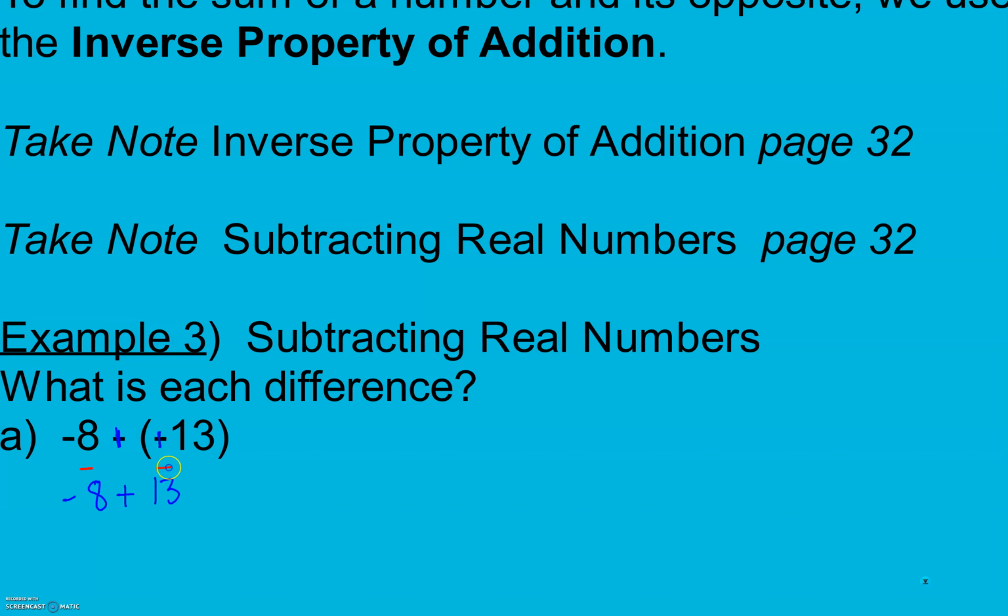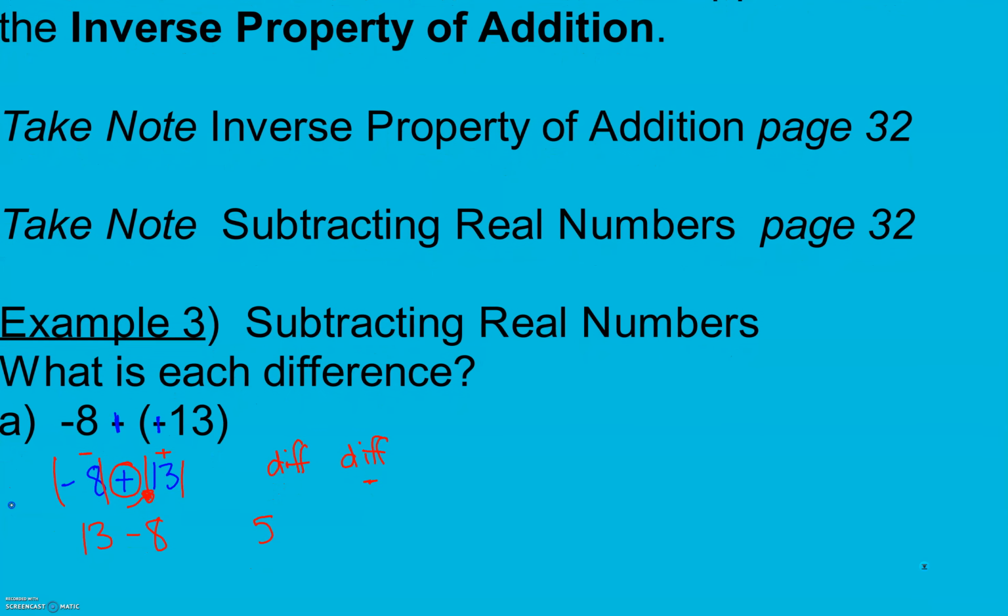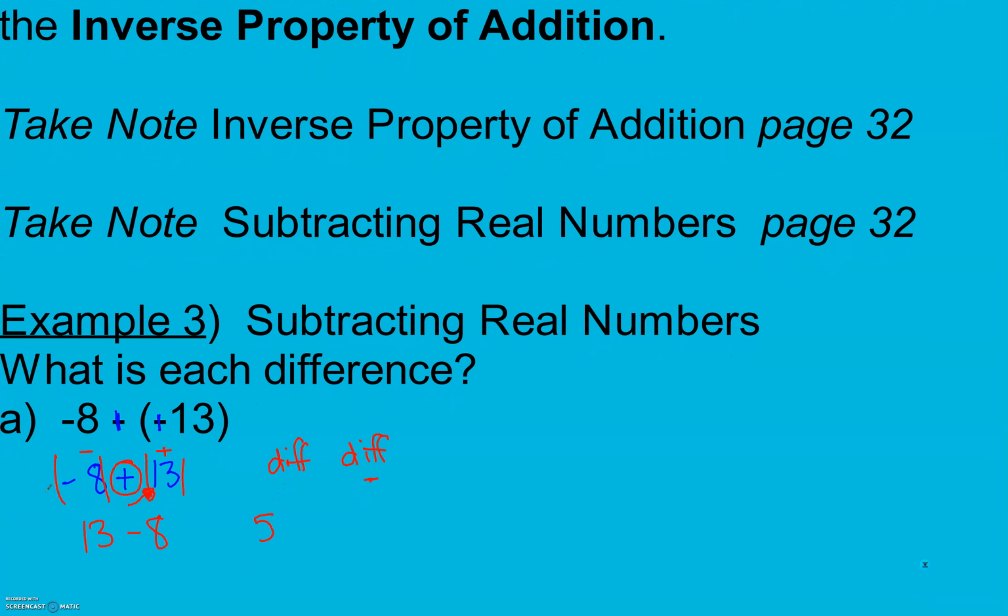So I have a negative and a positive. I have different signs, so I find the difference. Taking my absolute values, or my number parts, I get 5. 13's bigger, so we check back to our addition problem. We check back right here. And 13 is positive, so I get a +5.